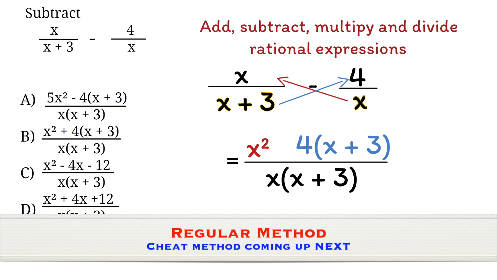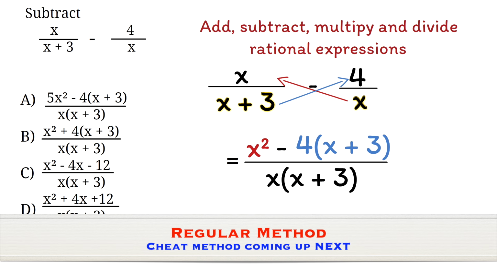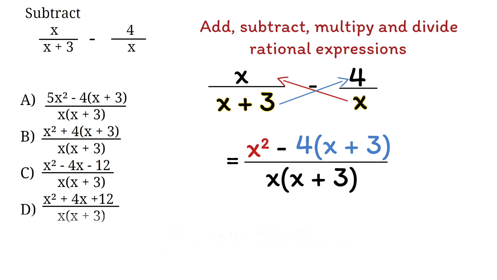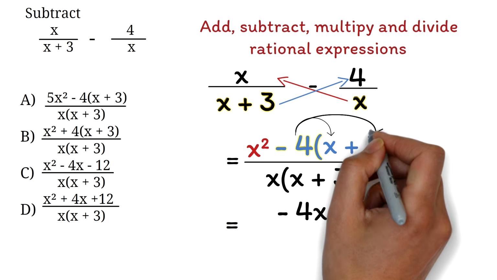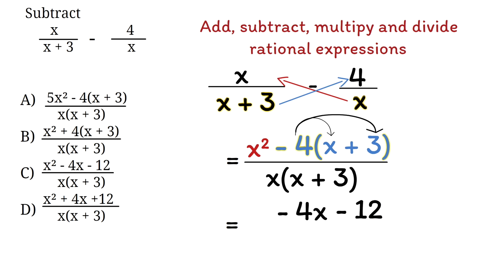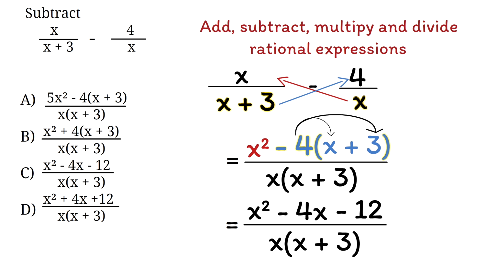Since we're subtracting the second fraction, we now subtract the second numerator from the first. So the expression becomes x squared minus 4 times x plus 3, all divided by x times x plus 3. Next, we distribute the minus 4 to the terms inside the parentheses. Negative 4 times x is negative 4x. Negative 4 times 3 is negative 12. So we have x squared minus 4x minus 12, all divided by x times x plus 3.